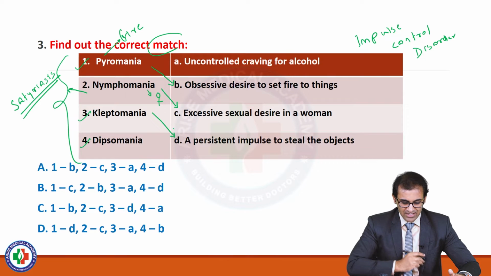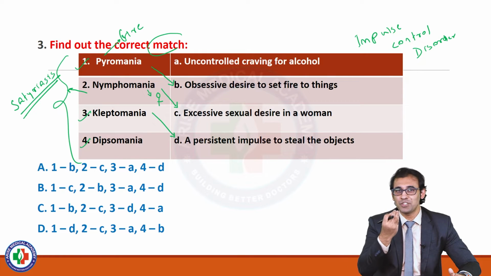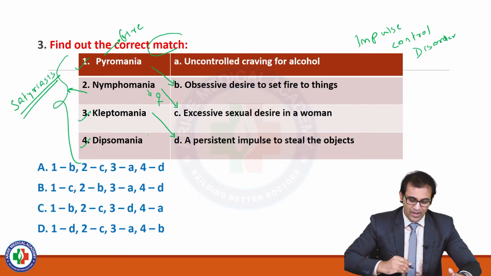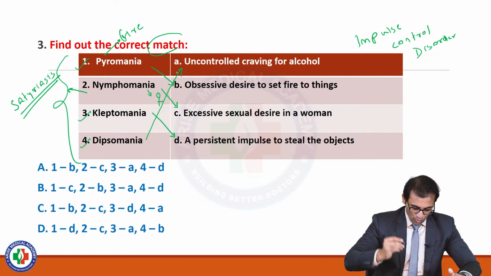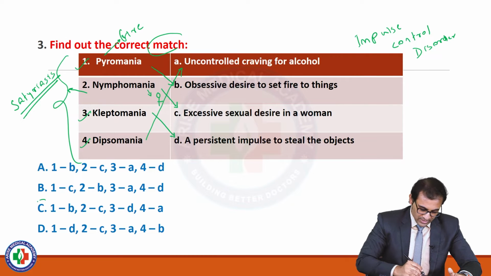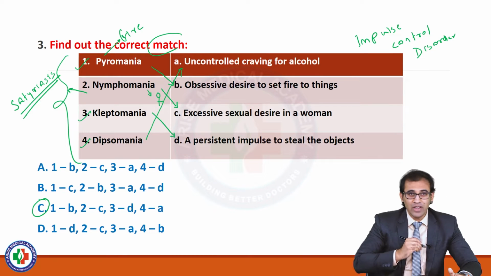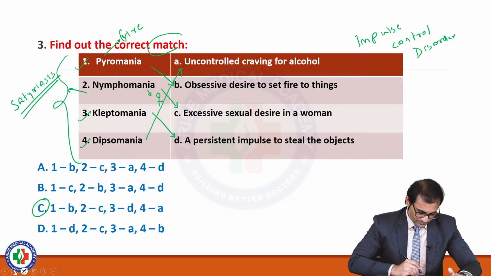So 3 is D. Now dipsomania is irresistible desire to drink alcohol. Okay, fine. So 4 is A. 1 is B, 2 is C, 3 is D, and 4 is A. So the right answer is C.